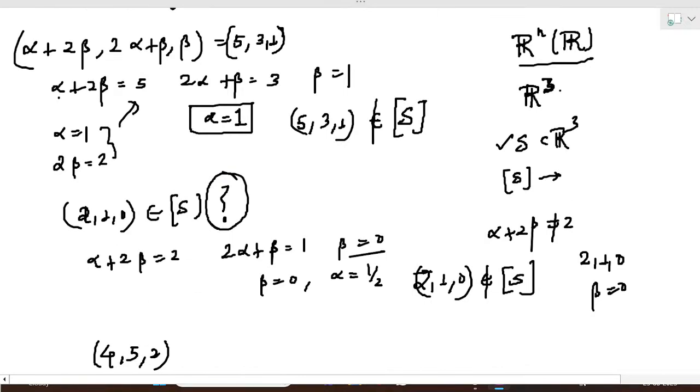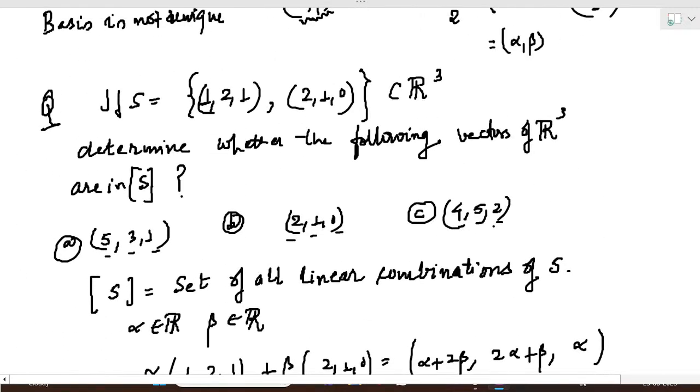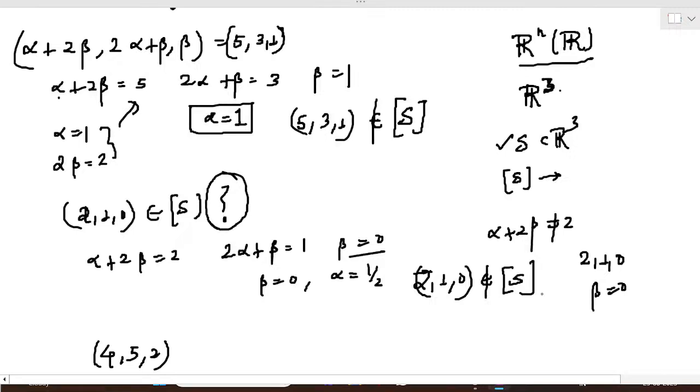2 comma 1 comma 0, indeed it belongs. See, 2 comma 1 comma 0 is there itself in S. So you just take alpha to be 0 and take beta to be equal to 1. Sorry, my mistake. You just take alpha equal to 0 and beta equal to 1. Okay, 2 comma 1 comma 0 indeed belongs to span S, because 2 comma 1 comma 0 is already contained. I think there is some calculation error we have made. So it indeed belongs there.